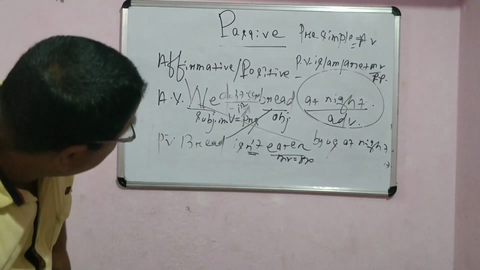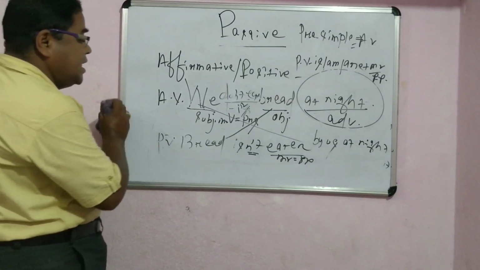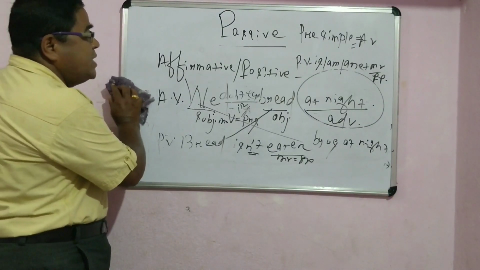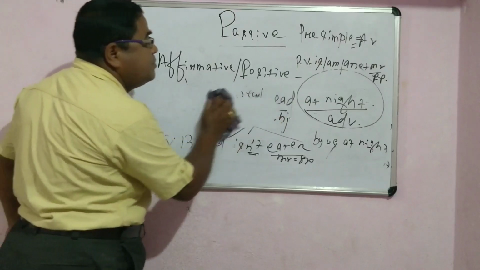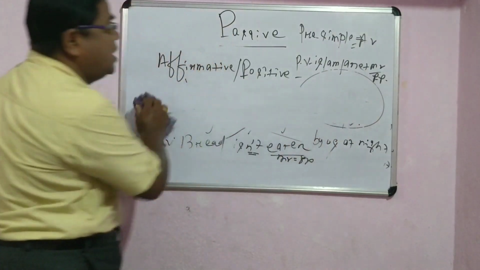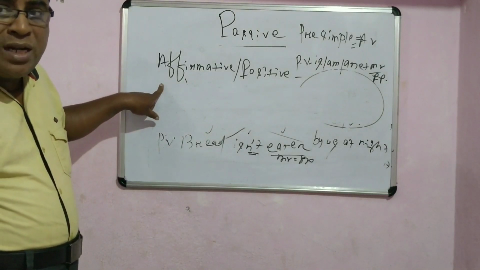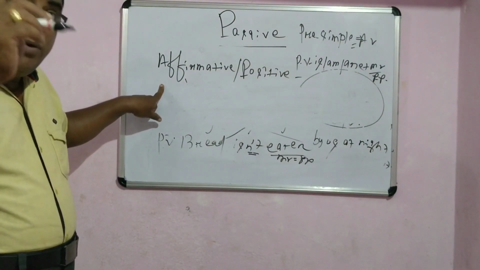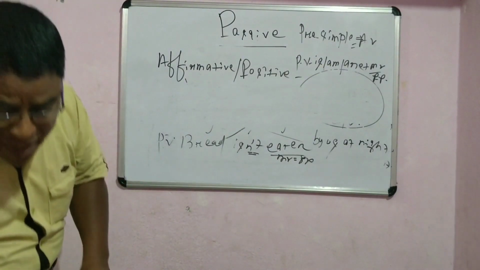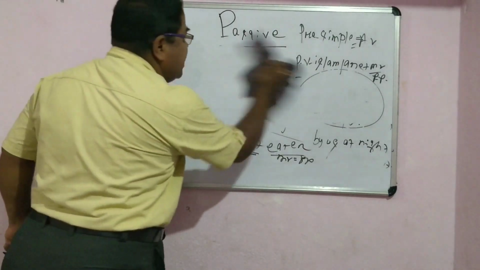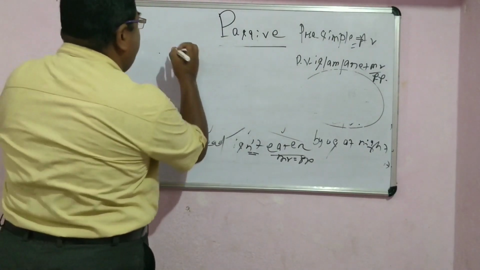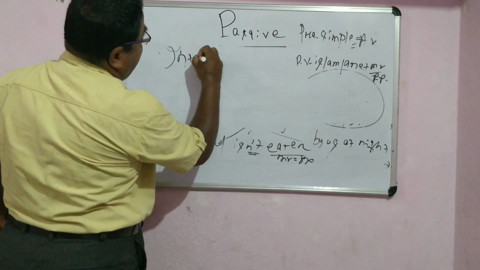Then we have to make the sentence into interrogative. How can we make the sentence into interrogative? Always remember, we have two forms of interrogative. Number one is the yes no interrogative. Number two is the WH interrogative. Interrogative means if you make the sentence interrogative. Suppose I write down interrogative.